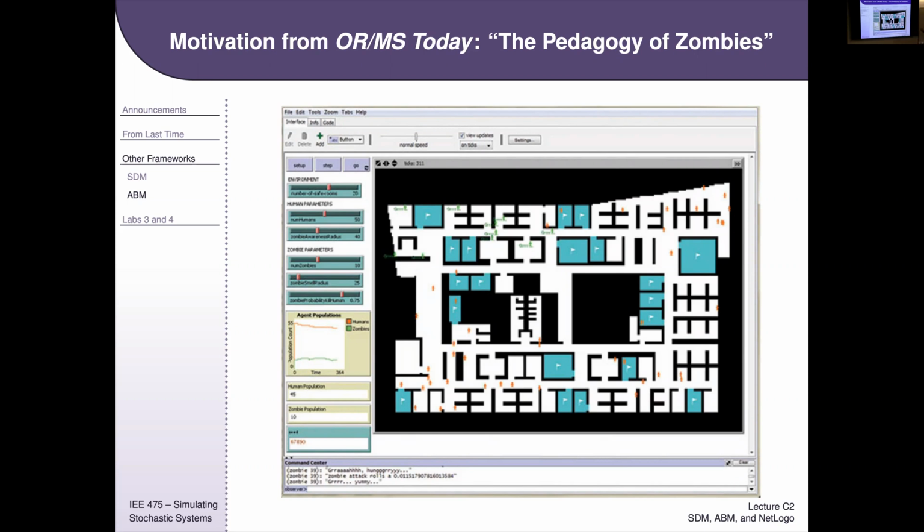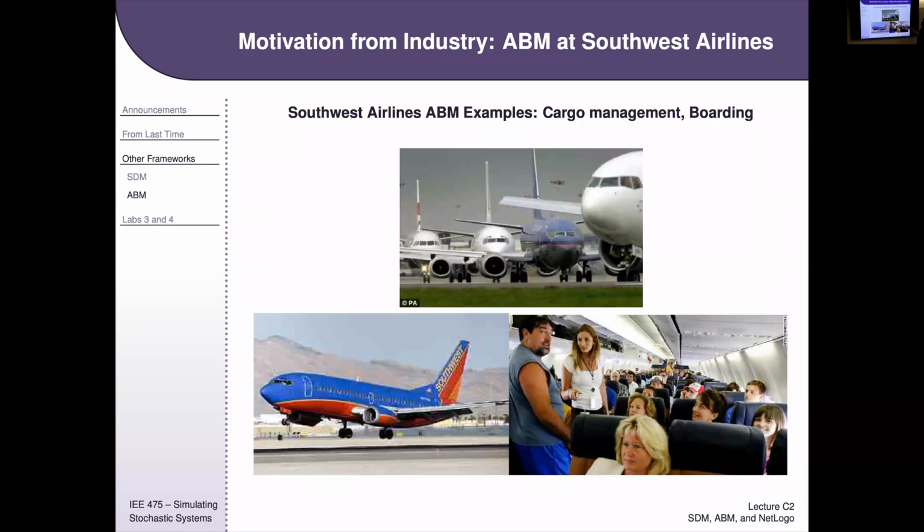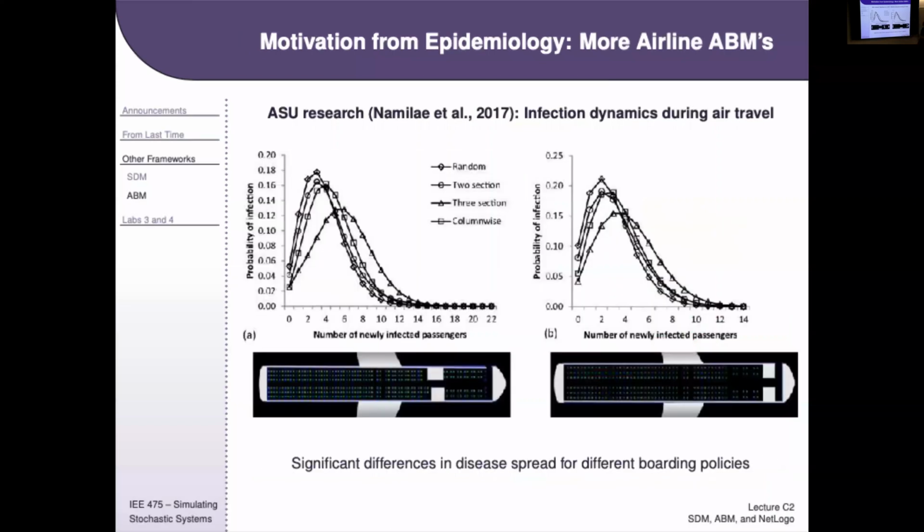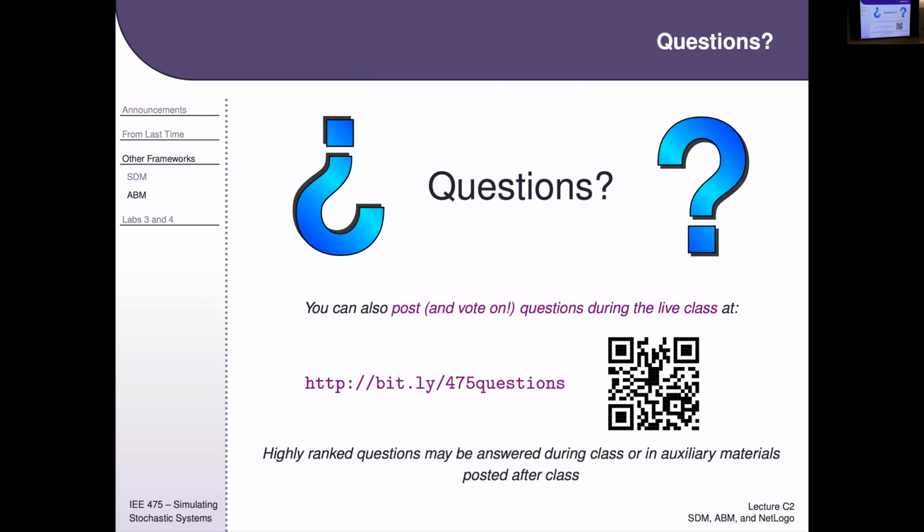So those are the types of things that you can do with ABM. Southwest Airlines uses ABM all the time. They've done it for their cargo management, for their boarding policies. I talked about this example with disease spread on planes, and so on. So that's kind of the high level of ABM.